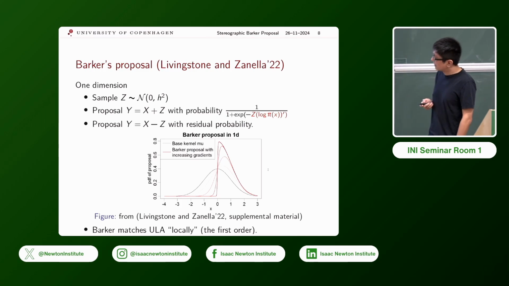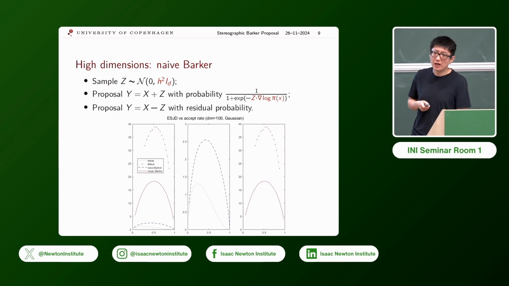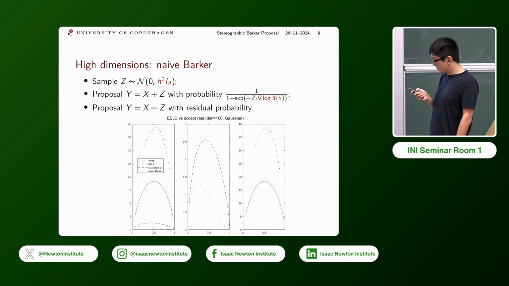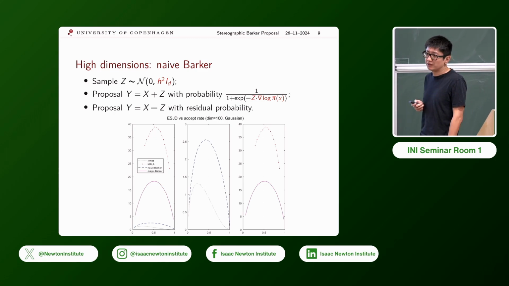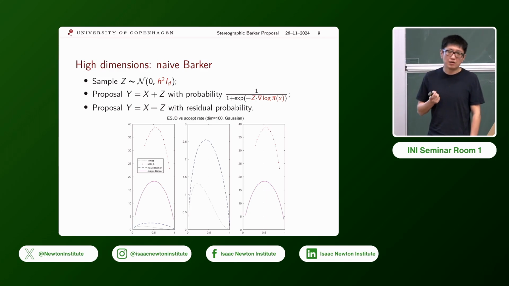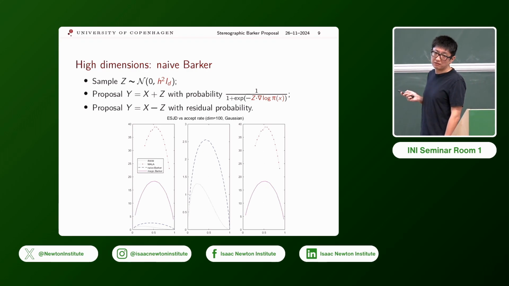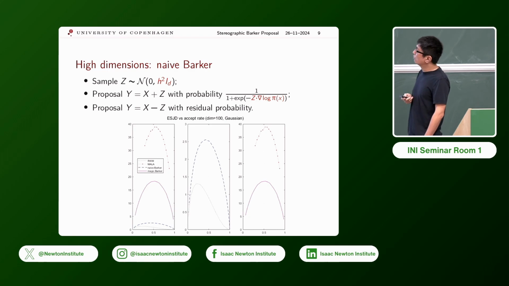So how about extending to high dimension? The original paper has two versions of the Barker proposal in high dimension. The first version, I will call it naive Barker. This is another version the authors recommended. This is a straightforward extension of the one-dimension Barker to high dimension. Basically, you first propose a random walk in high dimension, and then you decide to move forward or backwards, the sign of this walk. And the probability you use is in the product of this randomly generated random walk and the gradient direction. So this algorithm won't work well in high dimension.